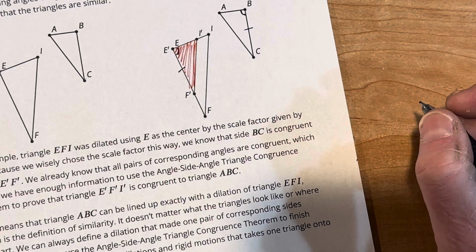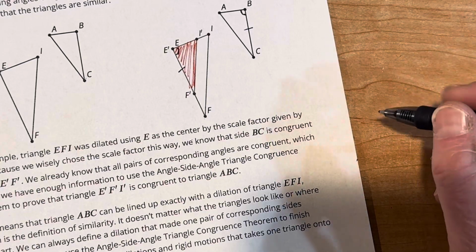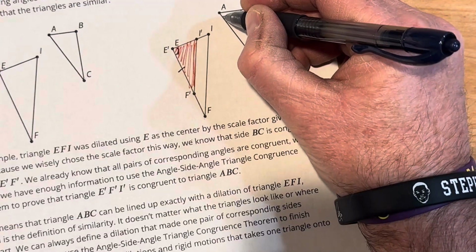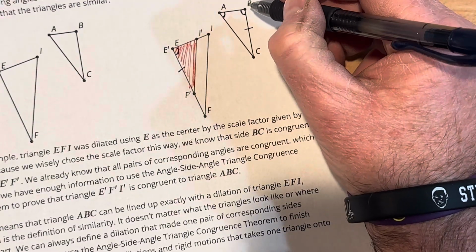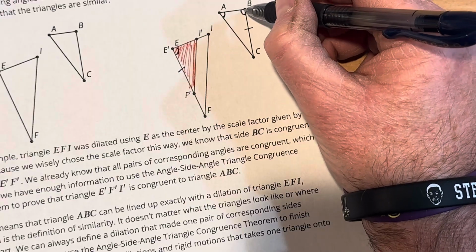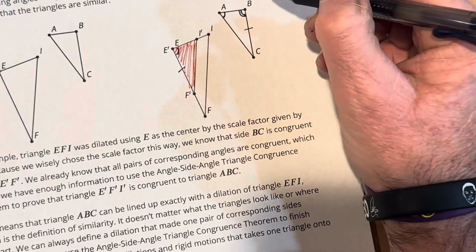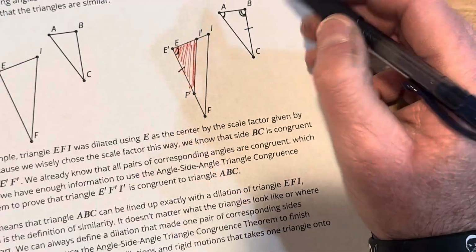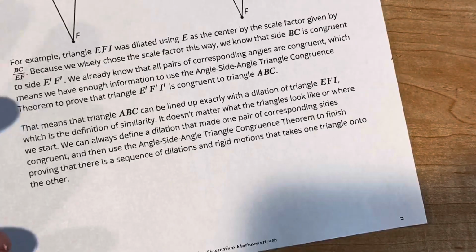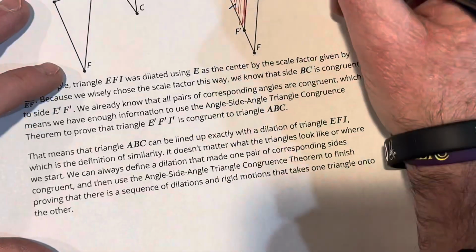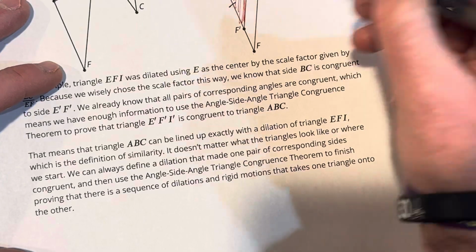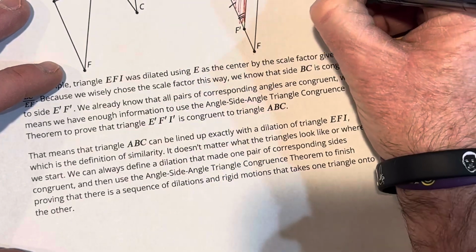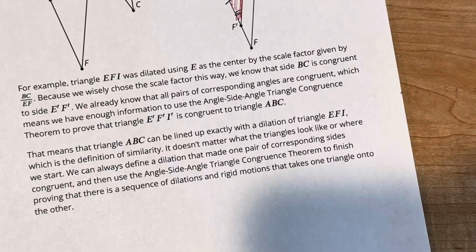So A with E, sorry, A with E, B with F, right? Well, I'm blanking here. Anyway, yeah, this one's 2, this one's 1, and this one's 3. So they already know all the angles are congruent. And now you have one side congruent, so we're good to go.